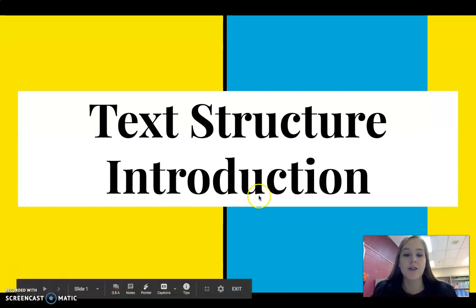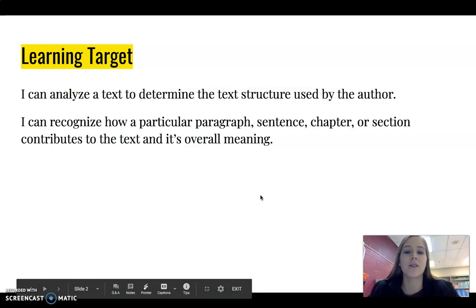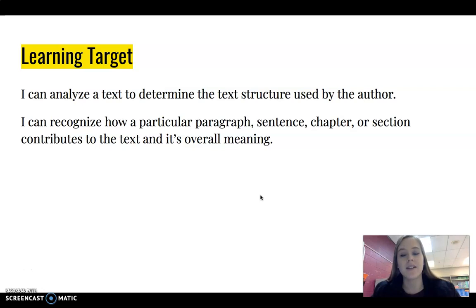But before we get started, let's review our learning targets. Number 1, I can analyze a text. That means you can break it down to determine the text structure used by the author. In other words, if we give you a passage, you should be able to read it and tell us what text structure is being used.